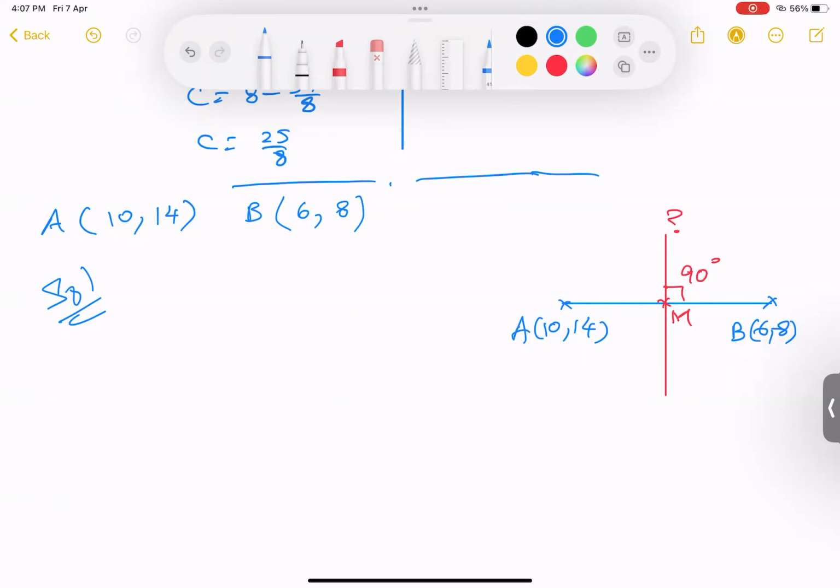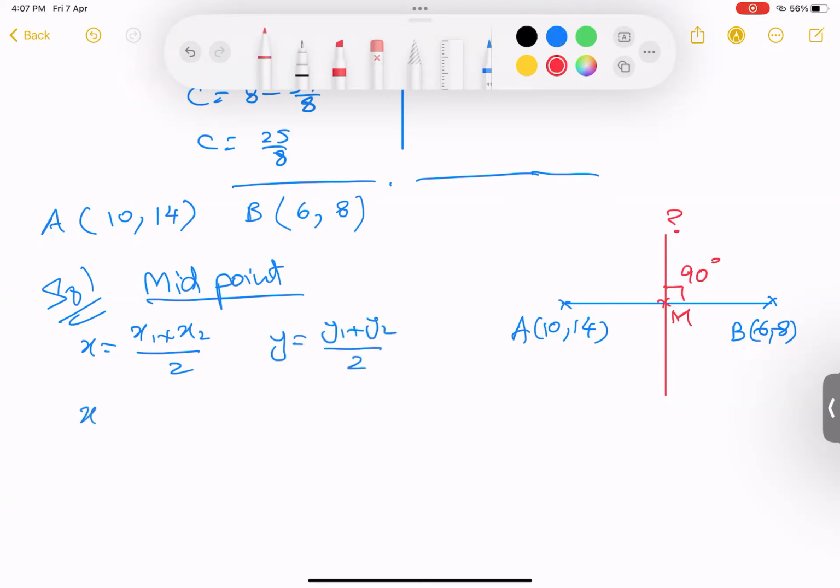First of all, the midpoint criteria. The midpoint formula is very clear: (X1 plus X2) divided by 2, (Y1 plus Y2) divided by 2. And in this way, the best idea is I label X1, Y1, X2, Y2. In this way, there is less chance of mistake.